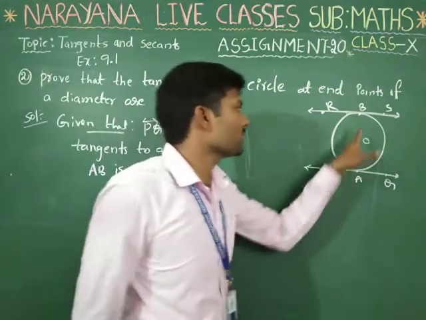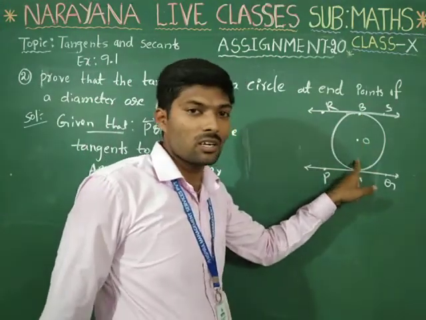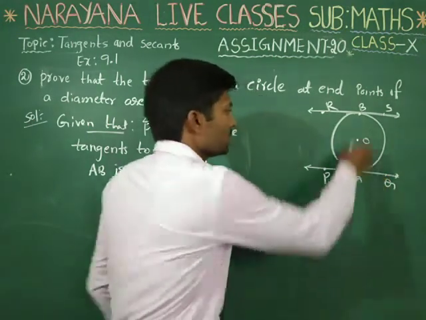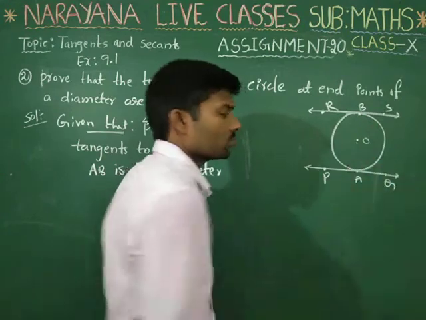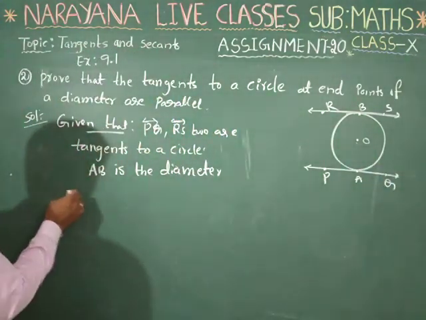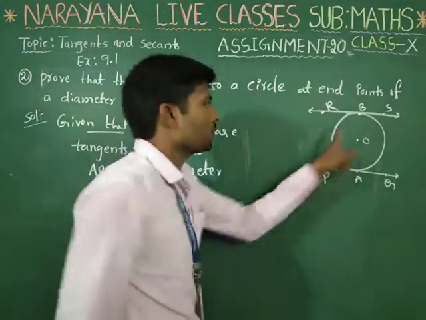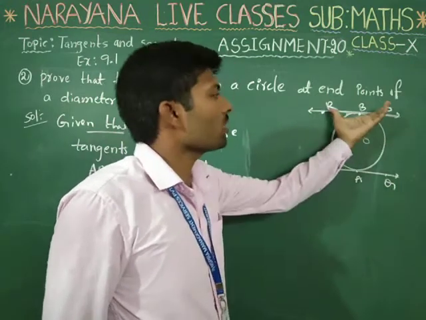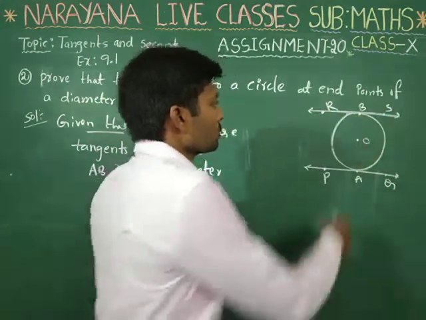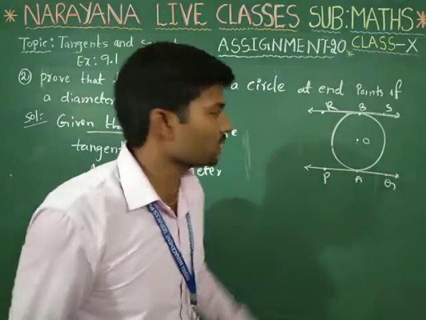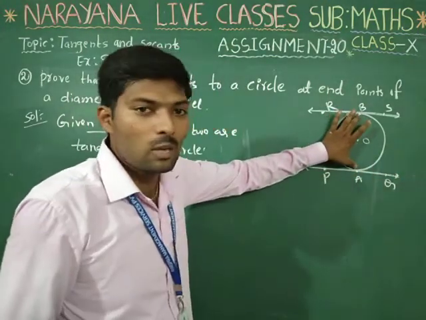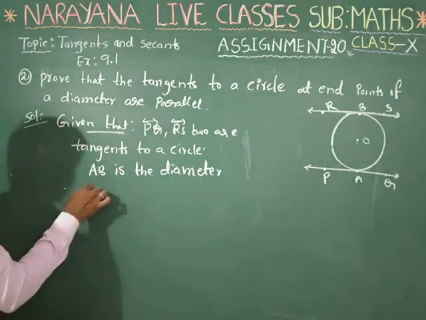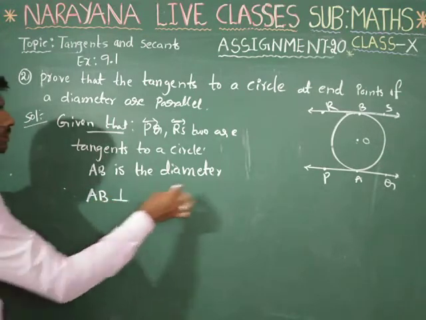And from the concept, the radius of a circle is perpendicular to the tangent drawn to the circle. So if you take this radius, it is perpendicular to the given tangent. And one more thing, AB is the diameter, PQ is a tangent and RS is also a tangent. If a radius is perpendicular to the tangent, then the diameter AB is also perpendicular to the tangent PQ. That is, AB is perpendicular to PQ.